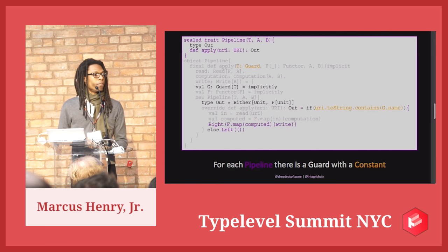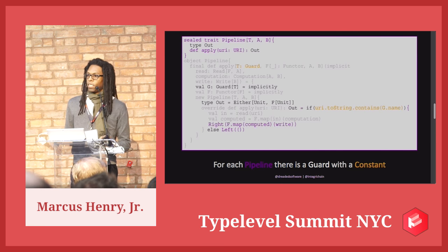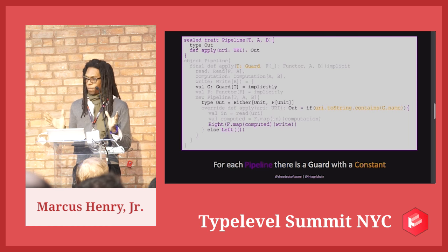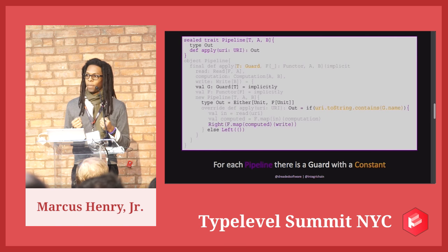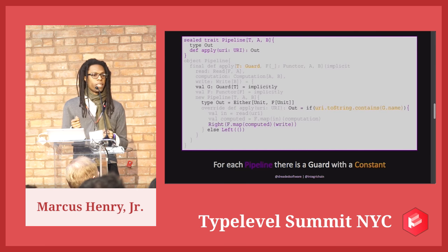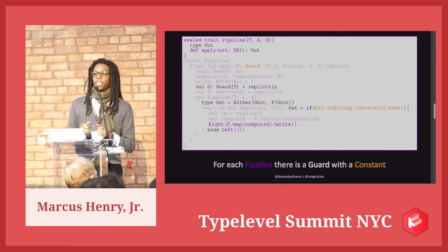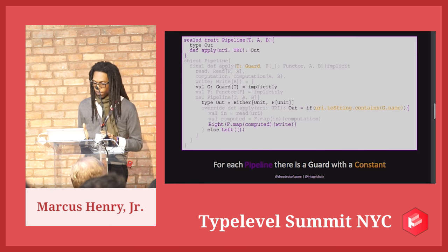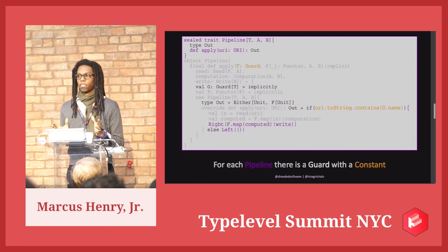Here we don't know. We have no idea what F is, right? So this goes back to Runar's talk. We have liberated our types, so we have constrained our implementations. So what we need to do is the opposite. We need to find some type that we can constrain here so that we can liberate an implementation detail, right? Okay, any questions? No, okay.